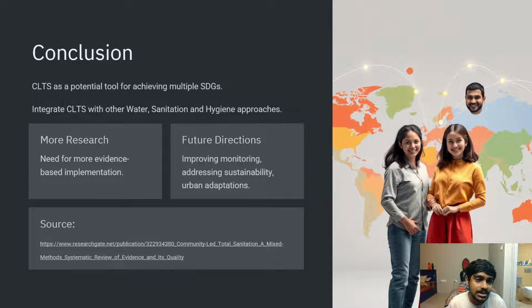So talking about the conclusion, CLTS can be used as a potential tool for achieving multiple SDGs at the same time. It is also possible to integrate CLTS with water, sanitation and hygiene approaches, what we call WASH approaches. Some of the shortcomings of the paper are that more research is required for evidence-based implementation rather than deduced proofs. For future directions, there can be improvements in monitoring. There can also be improvements in addressing sustainability issues, and then finally there has to be more urban adaptations.